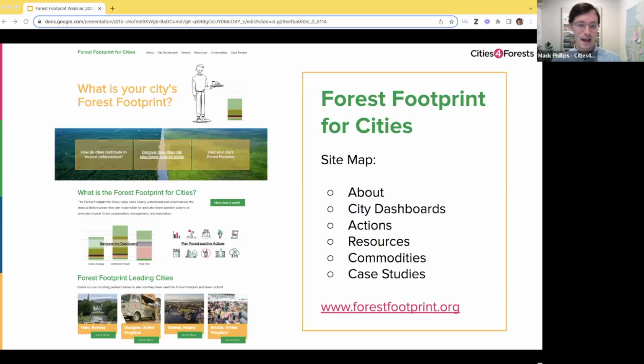As you can see here, these are the main sections of the website. We'll go through those today and show you how you can use these sections to answer all your questions and really build your own forest footprint action plan. That's really the main goal here today.